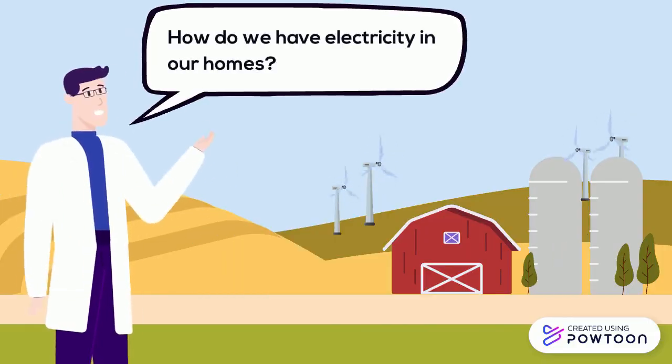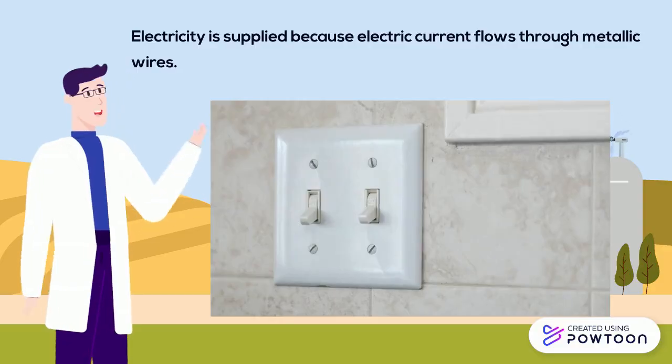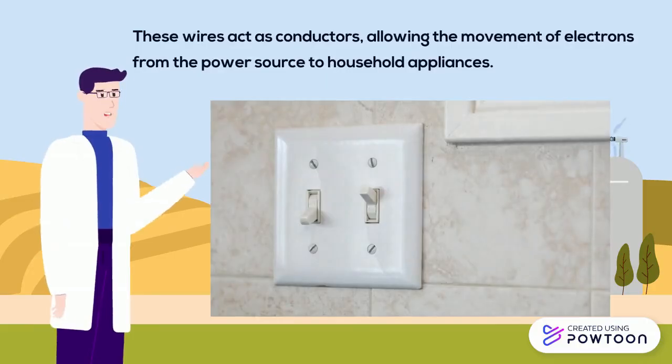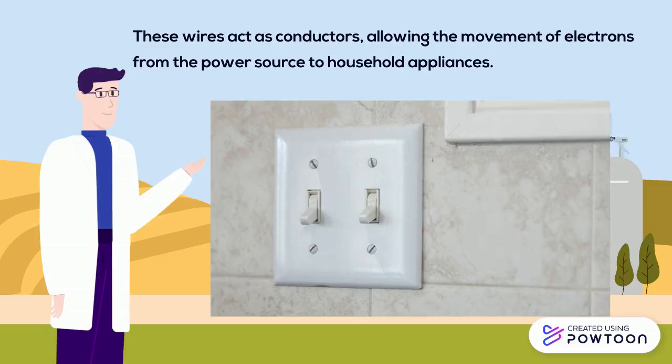How do we have electricity in our homes? Electricity is supplied because electric current flows through metallic wires. These wires act as conductors, allowing the movement of electrons from the power source to household appliances.